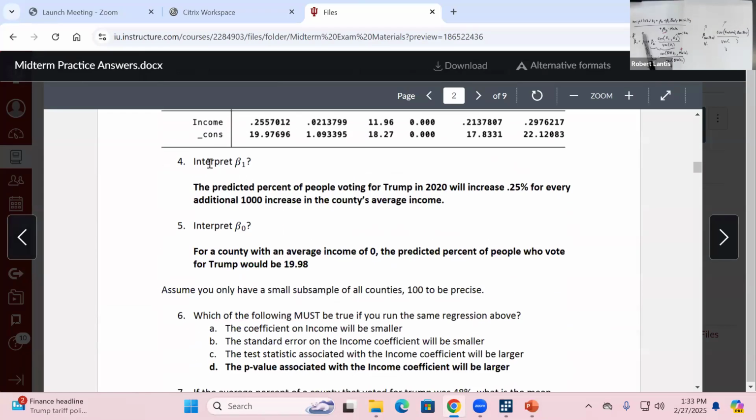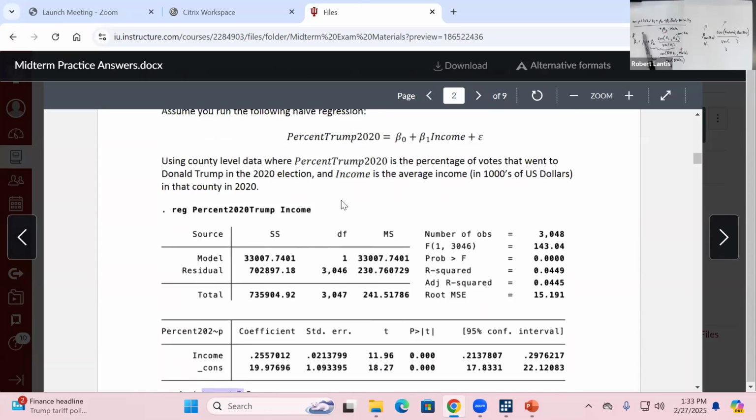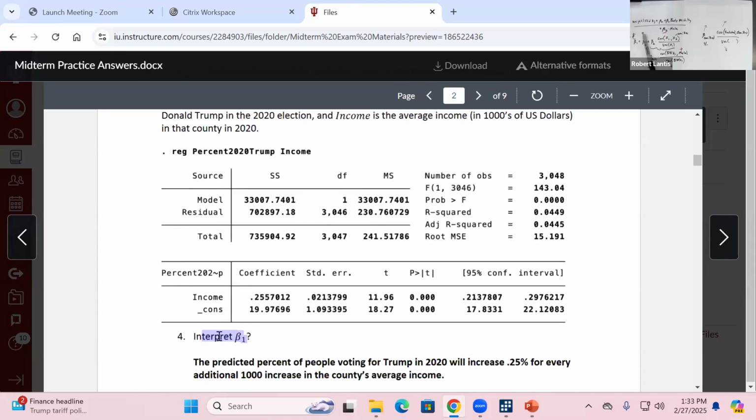There might also be interpret beta 1, right? If I give you a regression, I'm not expecting these to be the exact questions I ask, but I'm giving you a regression and some output. I then ask you to interpret what that coefficient is. We're not doing as much of that here in class.